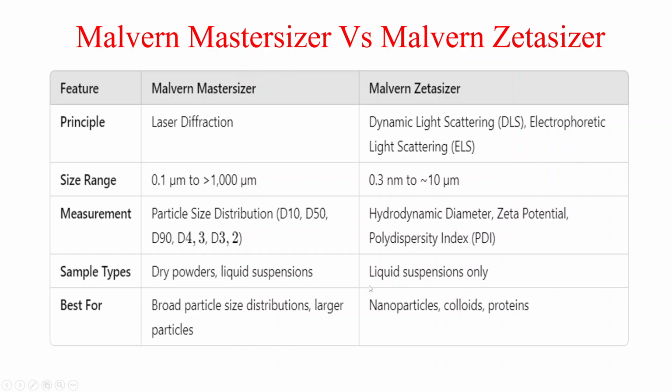Now if we compare two instruments, one is the Malvern Mastersizer and the other a Malvern Zetasizer, in both the equipments we are determining the particle size. The Malvern Mastersizer is based on the principle of laser diffraction, whereas the Malvern Zetasizer is based on the principle of dynamic light scattering as well as electrophoretic light scattering. That is the meaning. This is the laser Doppler electrophoresis.